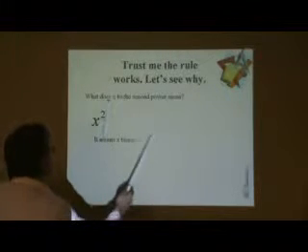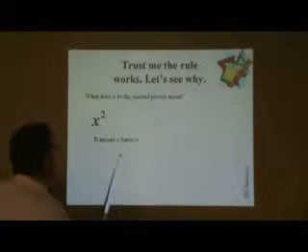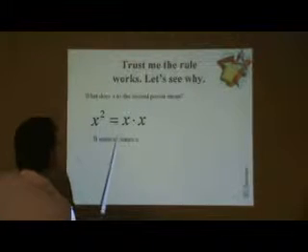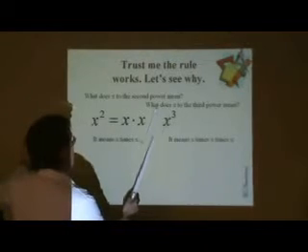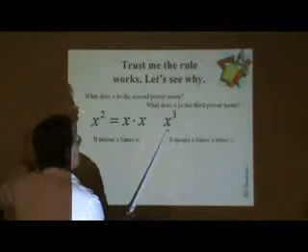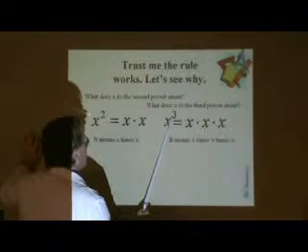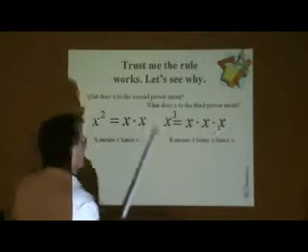Trust me, the rule works, but let's explore why. What does x to the second power actually mean? If we dig apart what it actually means, it'll help us understand why the rule works. Well, x to the second power means x times x. And what does x to the third power mean? X to the third power means simply multiply x by itself 3 times. So it means x times x times x.